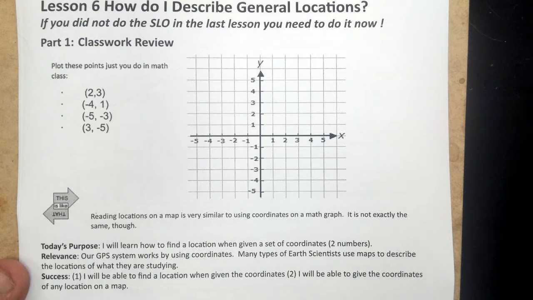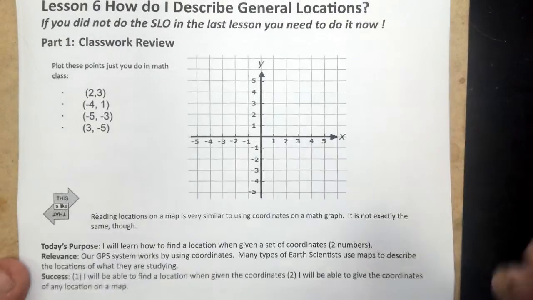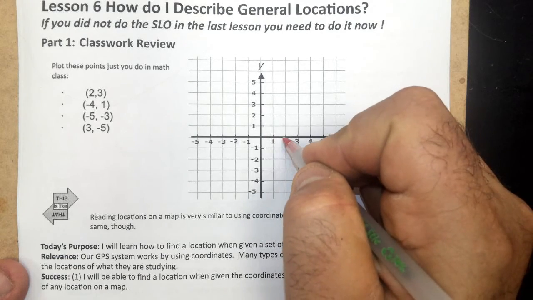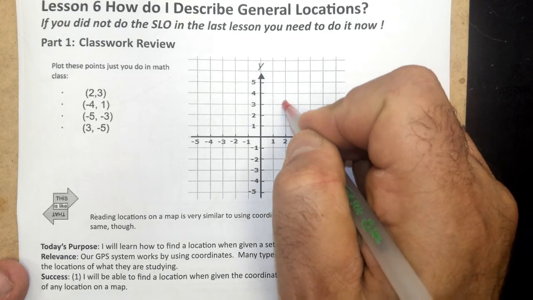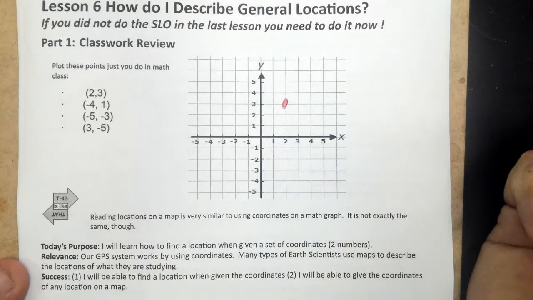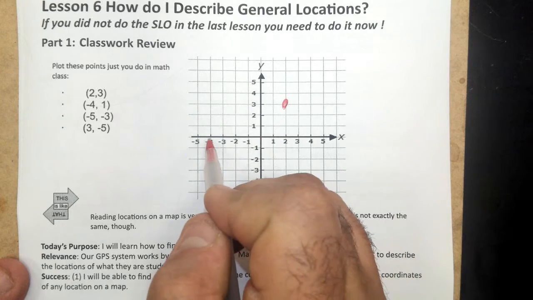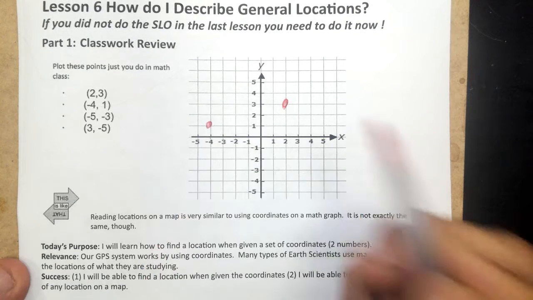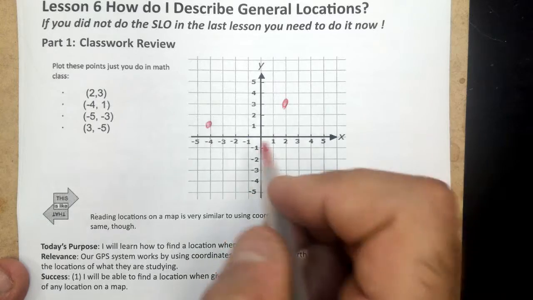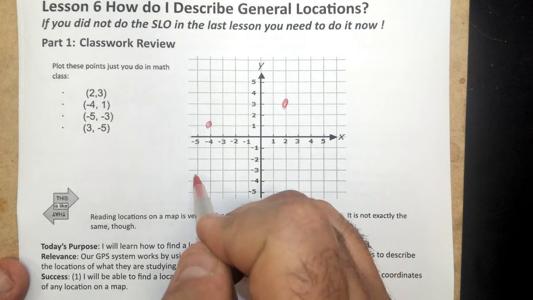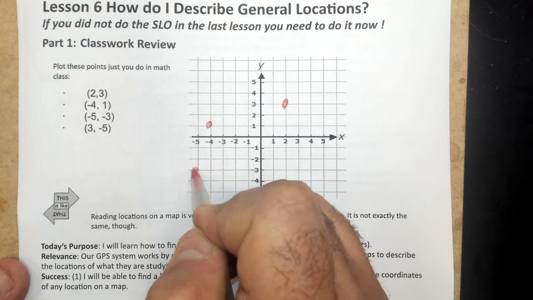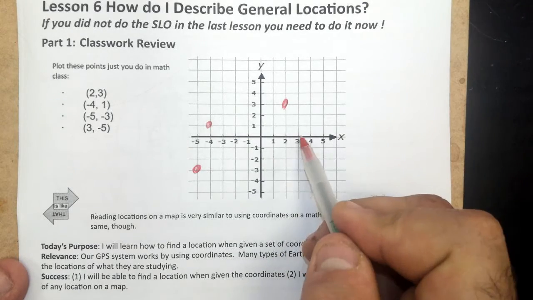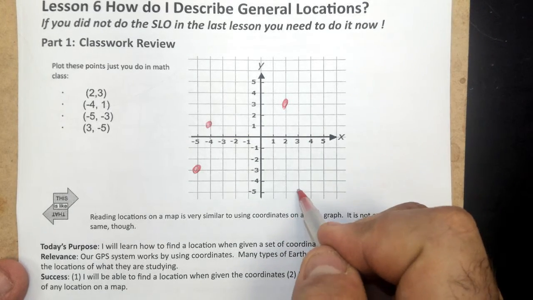Okay, at this time you should have the 4 dots put in, and here's where they should go. 2, 3 is going to be 2 to the right, and then 3 up, and that'll be a point right there. -4, 1 is 4 to the left, and then 1 up. -5, -3 is going to be 5 to the left and 3 down. 3, -5 is going to be 3 to the right and 5 down.